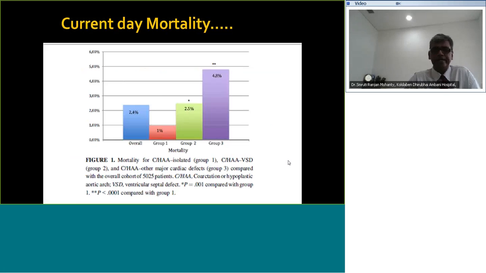Now, if you look at the current day mortality of coarctation outcome, the patients are divided into 3 groups. The first group is isolated coarctation, the second group is coarctation with VSD, the third group is coarctation with other complex congenital heart defects. The overall mortality of this cohort is around 2.4%. And if you look at isolated coarctation today, the mortality in this particular group of 2,400 odd patients is 1%. That is very, very important to know. So the current day 21st century coarctation surgical outcomes are excellent, and a mortality above 1% is not going to be accepted.